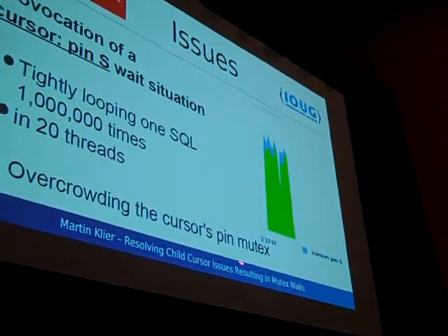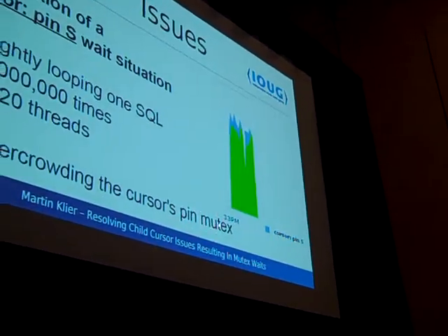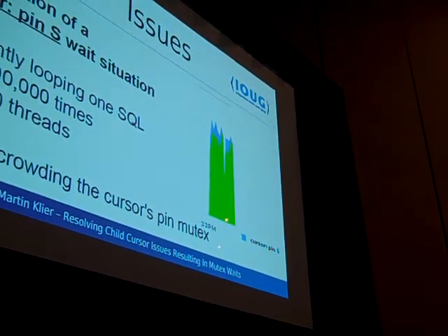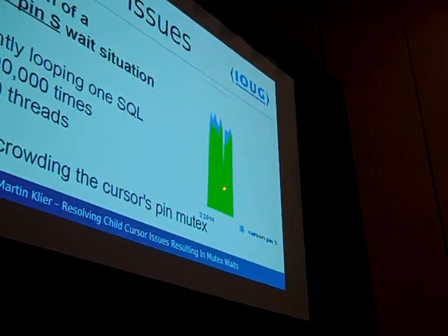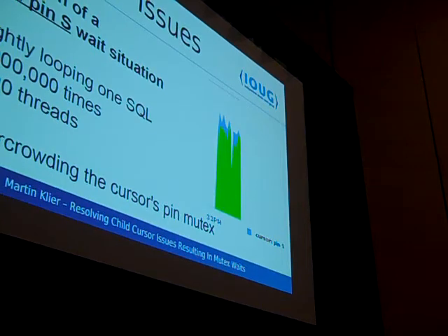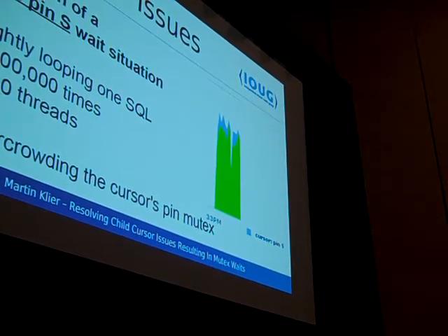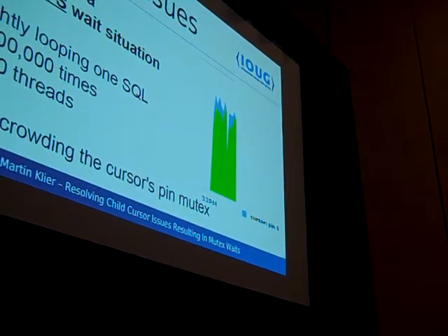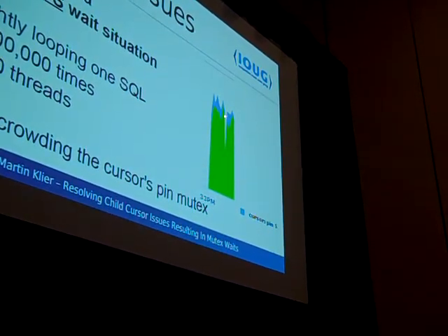In this way, we are just overcrowding the pin mutex. And so you see the CPU time, it's executing, parsing, whatever. And this little cream on the cake over here is the pin S wait event. If you see this in production, I'd say the pin S is not your problem, but it gives you an indication where to look.